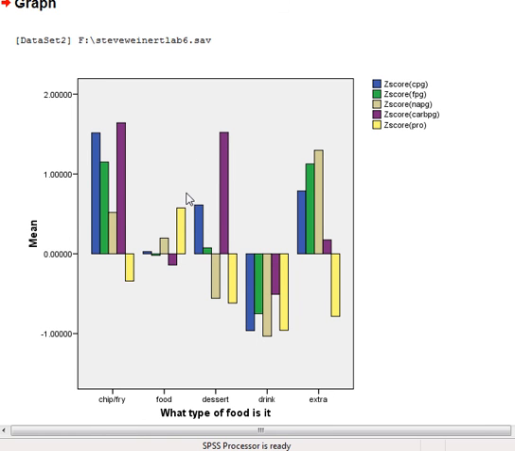Above the mean means higher relative to everybody else. Below the mean means lower than everybody else. Look at drinks. Wow. Well, that's calories per gram compared to things like desserts, and especially chips and fries.